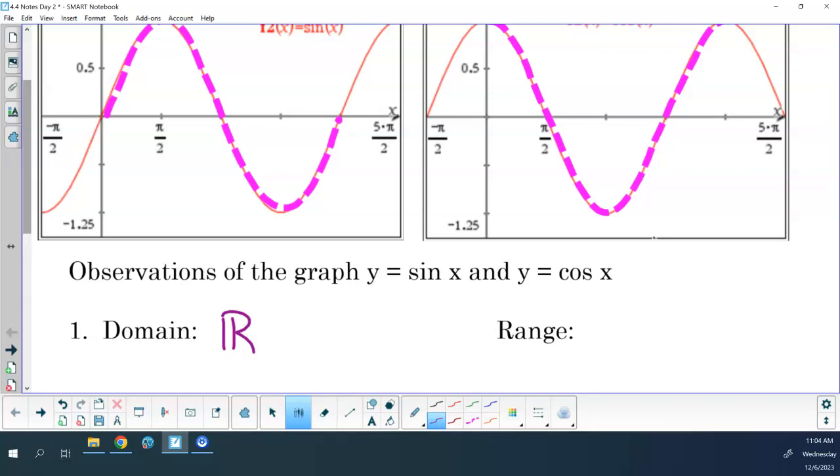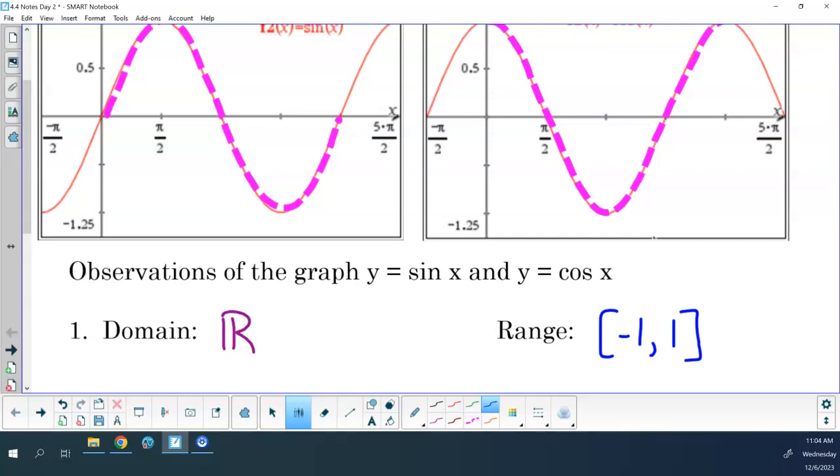No matter what we put in, so we're putting in angles, no matter what angle we put in, what do we get out? So it's always within that range? Okay, never outside of that range? So the range will always be -1 to +1, and those are inclusive because we can be at -1. We can be at positive 1. Okay?